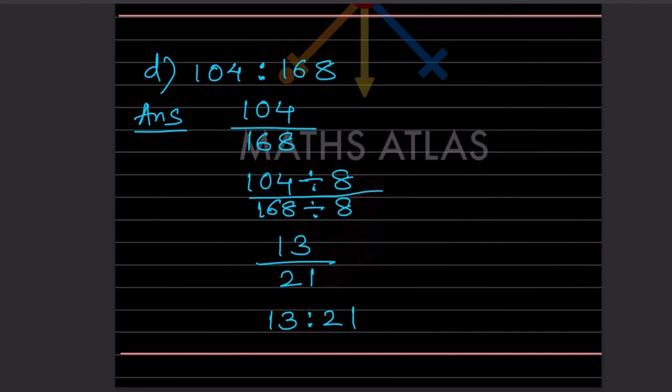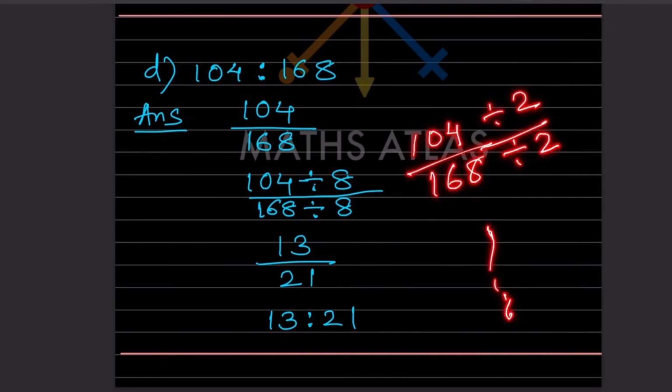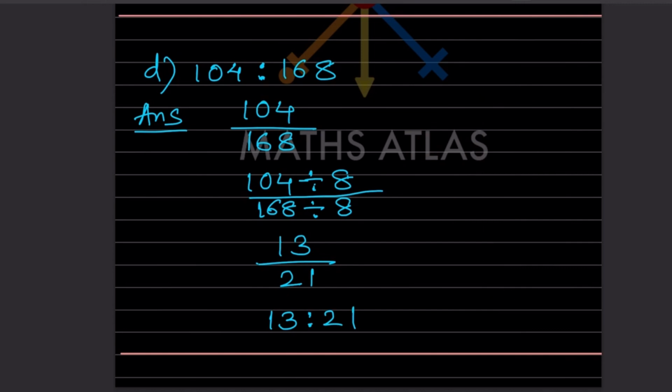If you don't know by 8, again what I said, you can just go for the simple way. That is, keep on dividing. Now here you will divide by 2 and so on. Now see here, this is 13. You cannot divide it again because this is a prime number. So this answer should be 13 is to 21.